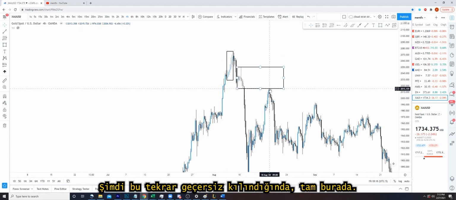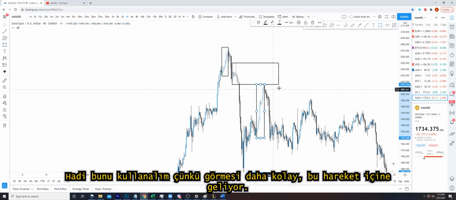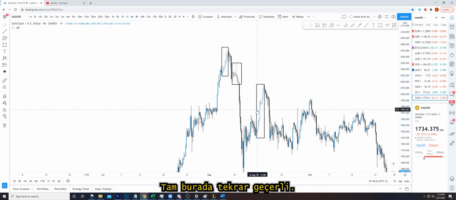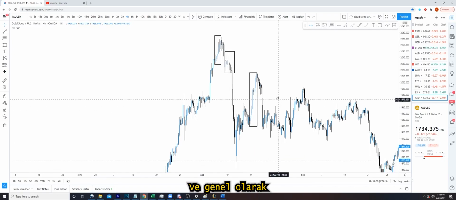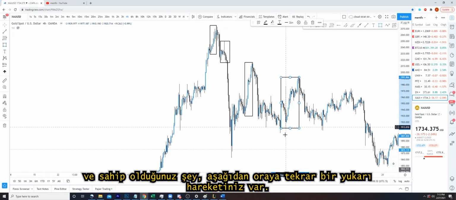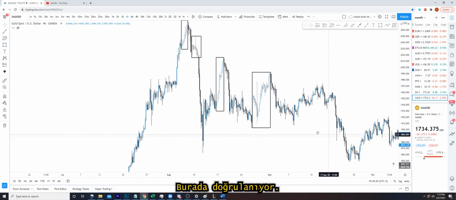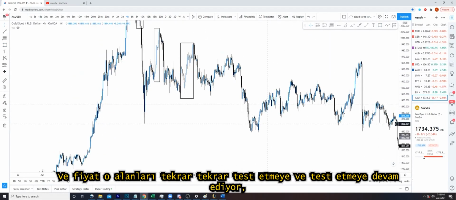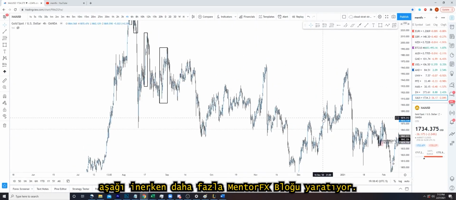Now, when did it validate it again? Right here. What caused this move here? You could argue it was either this one or this one. Let's use this one because it's easier to see. This move comes up into it. When does it get valid? Right here. That means everything else is valid for a sell in this area. And overall, you can be bearish using the MentorFX blocks. And what do you have? You have the move up into there, again, from a low, and what happens? It gets validated here, and price continues to test and test and test those areas over and over again, creating more and more MentorFX blocks on the way down.